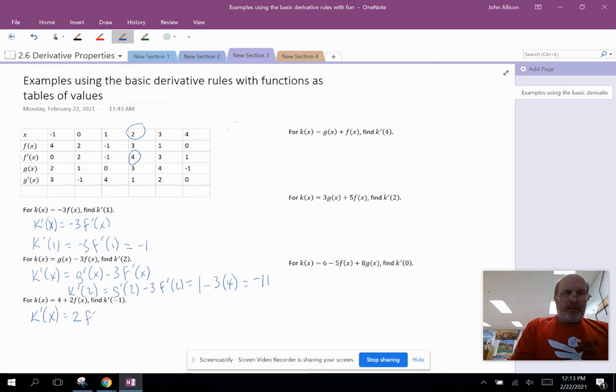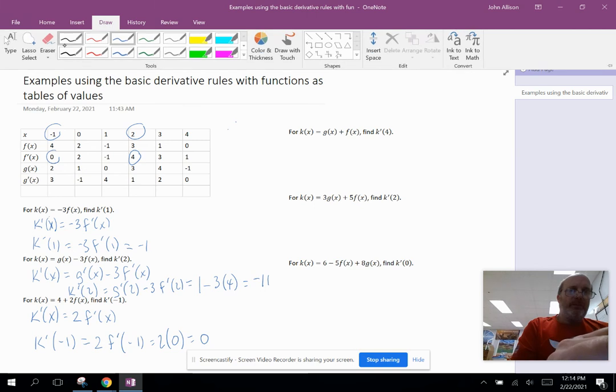And 2 times f prime of x. So we're going to find k prime of negative 1 is equal to 2 times f prime of negative 1, and f prime of negative 1 is 0. So k prime of negative 1 is 0. I'm going to erase some of these things up here so that we don't get too mixed up.